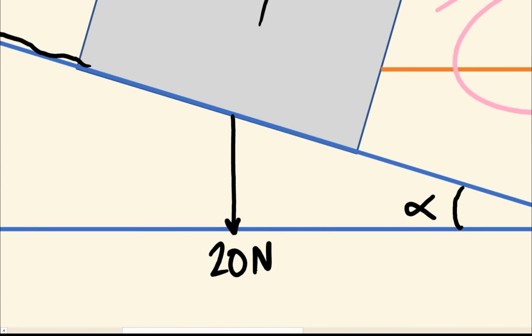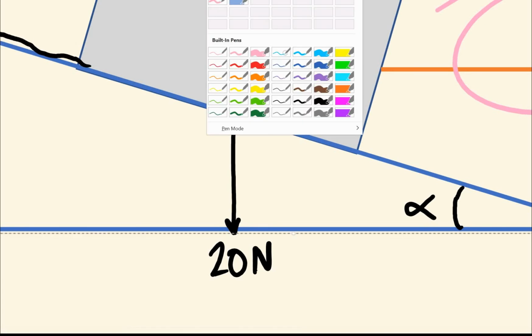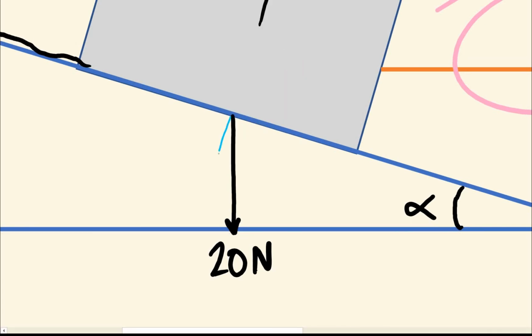So first, I've got this 20 newtons here, and again, I need to resolve it. And the way we do this is we're going to draw a triangle. When you draw your triangle, you want to make sure A, that it's right angled, and B, your original force, the original 20 newtons, must always be the hypotenuse, must always be the longest length. And now we're going to work it out. By playing with angles, you can work out that this angle here is also alpha.